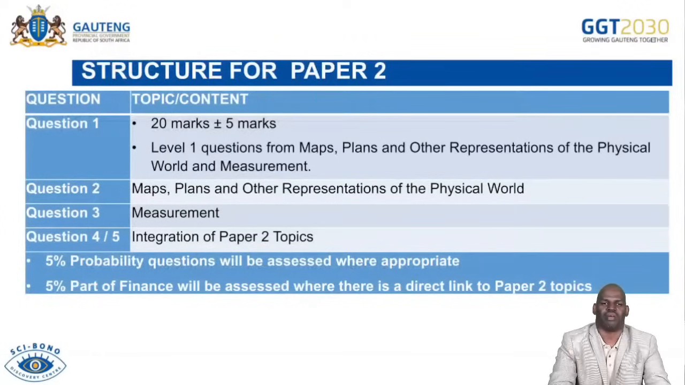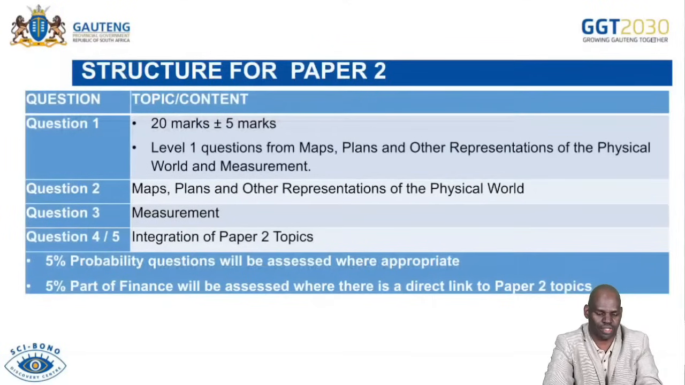But in some cases, the examiner might be very nice to you and say, because it's a junior examination, let's just give them 4 questions instead of 5 questions. Now, the structure of the question is as follows. We've got question 1. According to the examination guideline, question 1 is going to count about 20 marks.